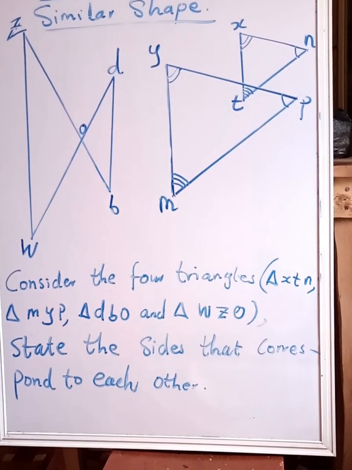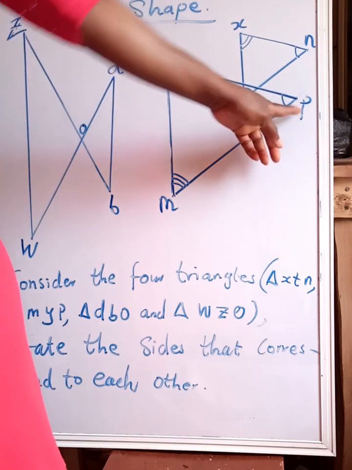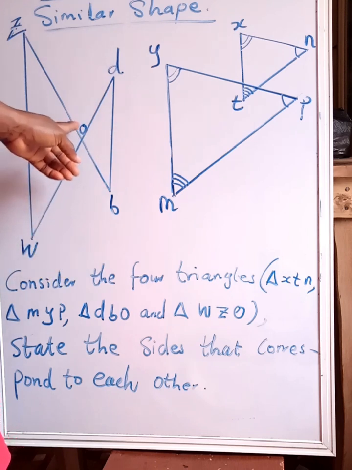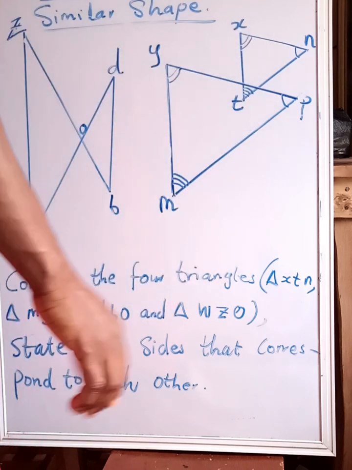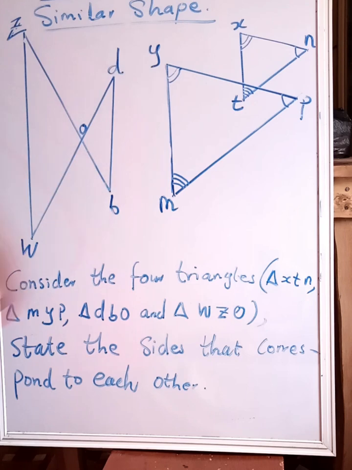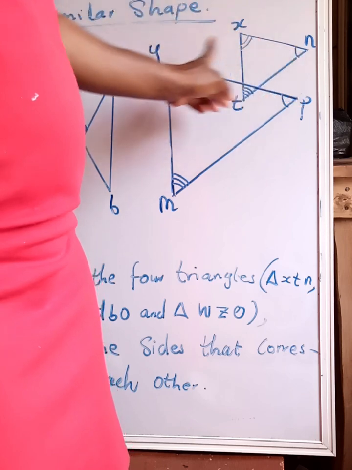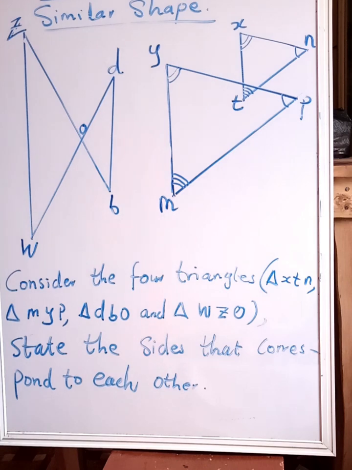Now, consider the triangles on the board. We have triangle XNT, triangle YPM, triangle ODB, triangle OZW. Now, find out, state and write down the sides that correspond to each other. I give you an example: XN corresponds to YP. Then go and finish it up and hand it in.